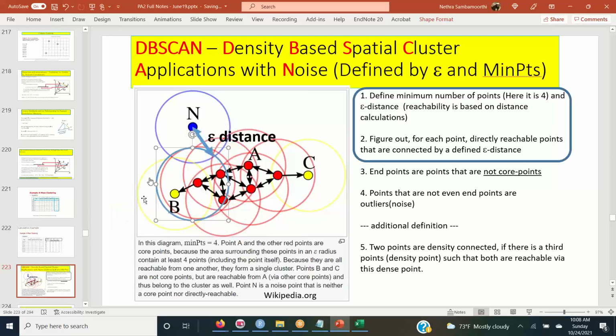But how about this? I center around the yellow. It has 1 additional point, so that's 2 points. It is an outer point, but it is not an interior point. Got it? Yes, sir. But what about this one, finally? There is no other point other than itself. So it's a noise point.